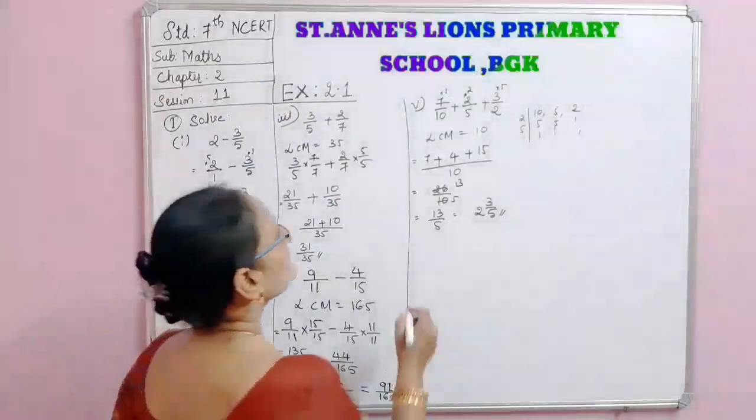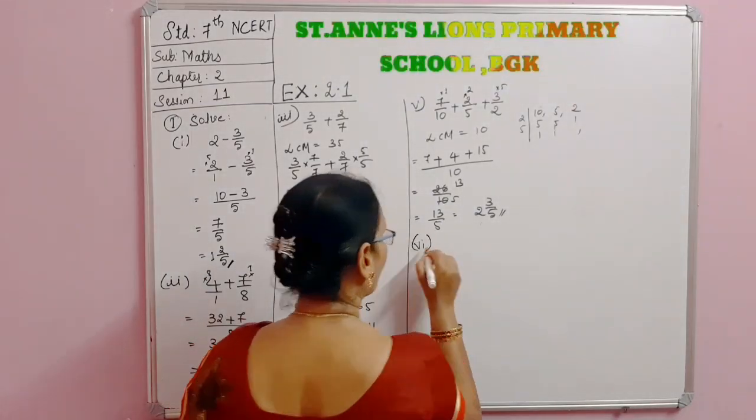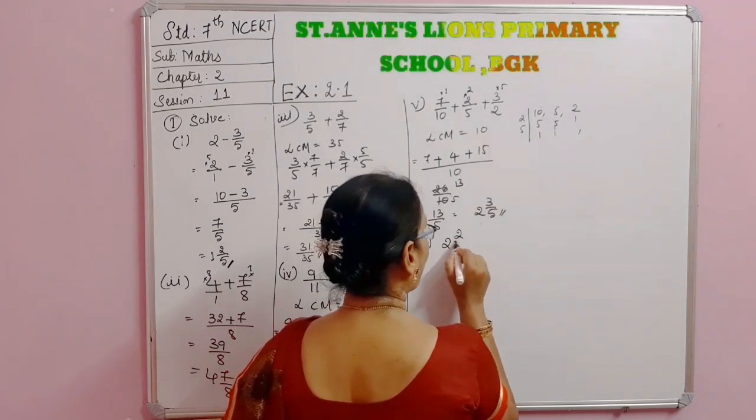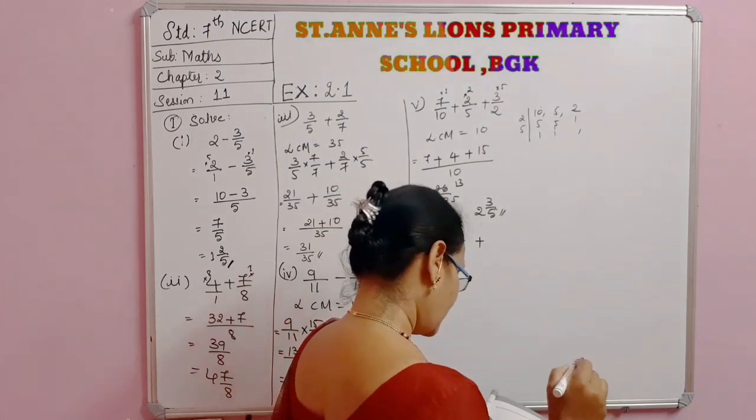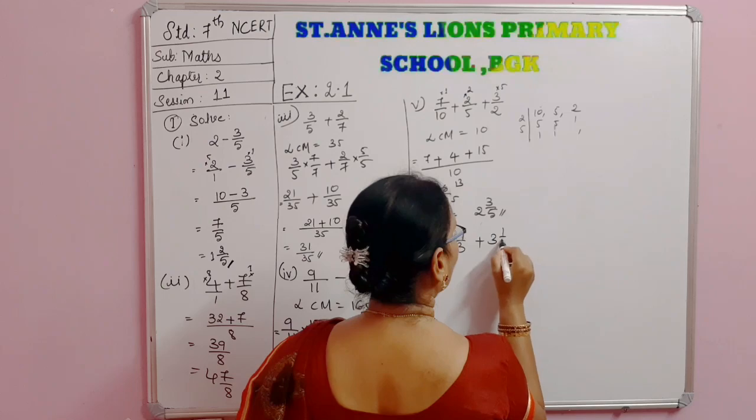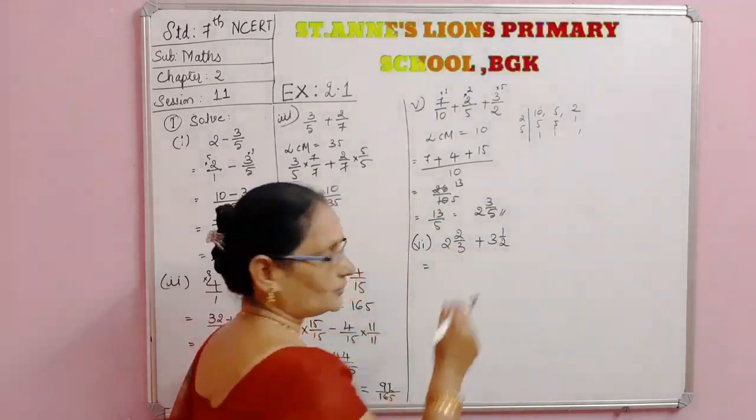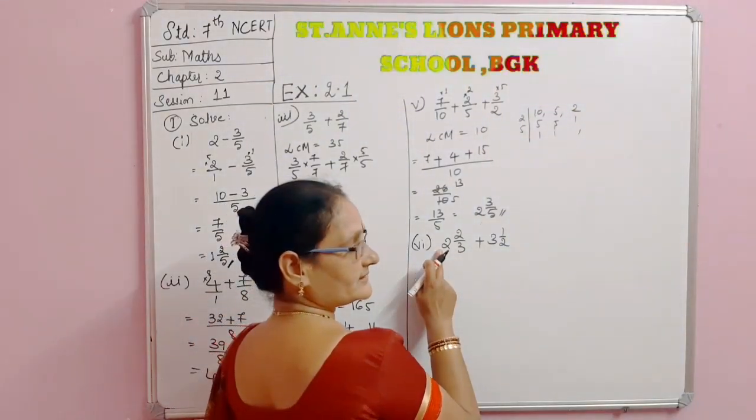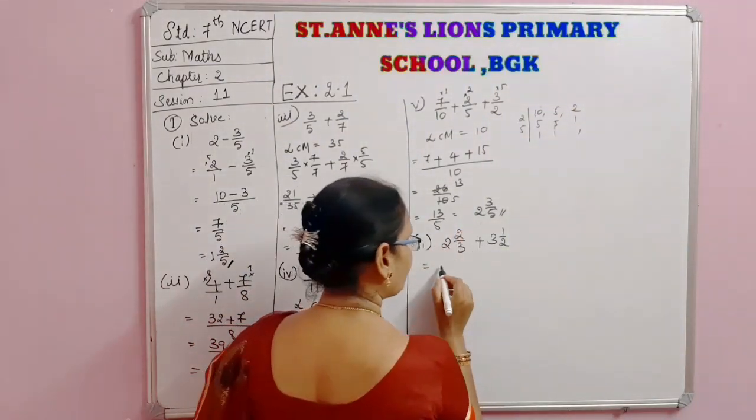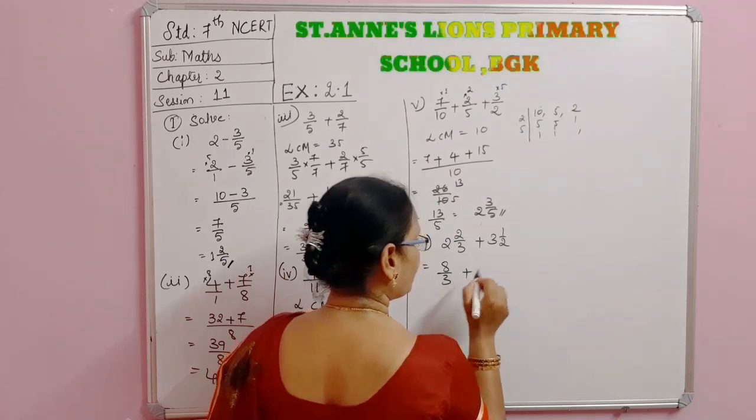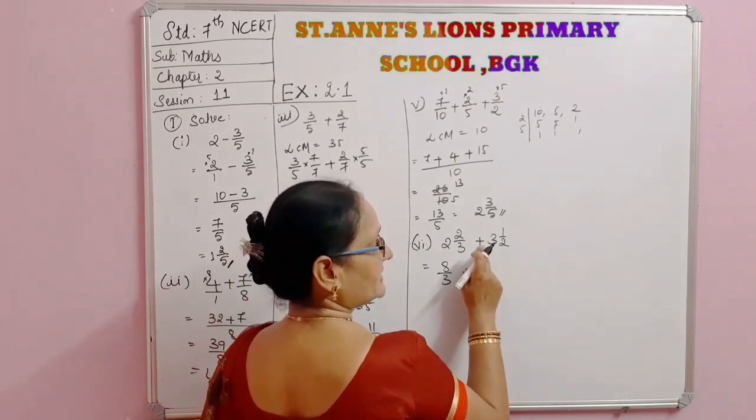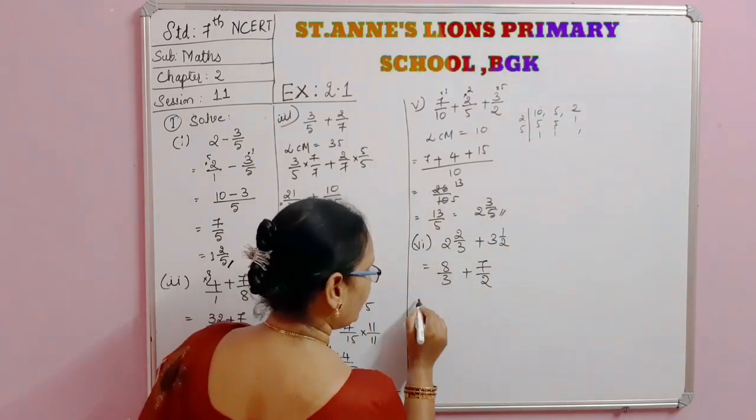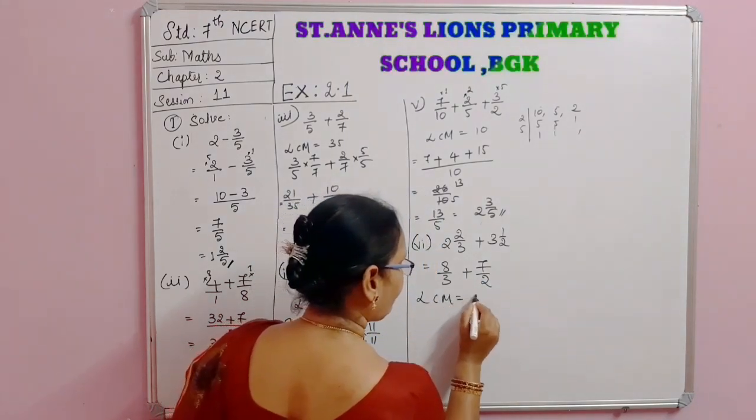Okay. Next, the sixth one. Sixth one is 2 integer 2 by 3 plus 3 integer 1 by 2. You know how to write the mixed fraction as improper. 3 into 2, 6. 6 plus 2, 8. 8 by 3. Plus 2 3s are 6, 6 plus 1, 7 by 2. What is the LCM? LCM is 6.